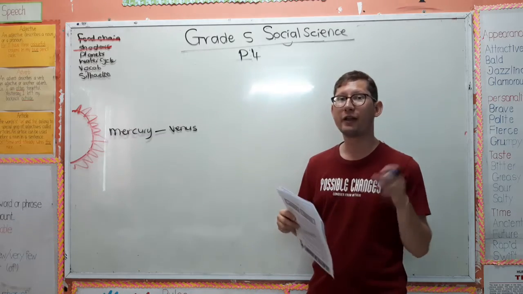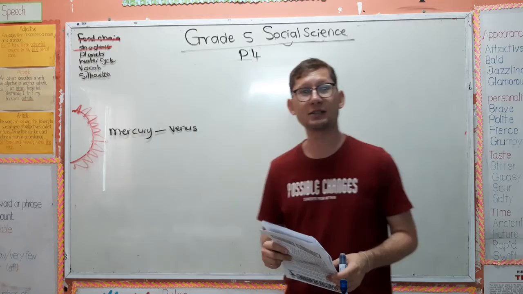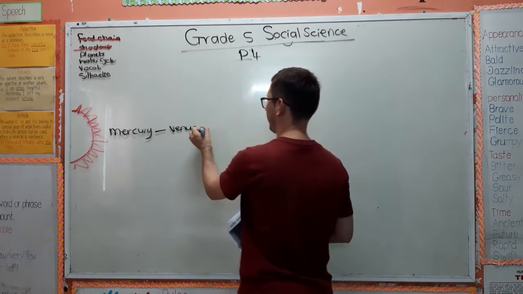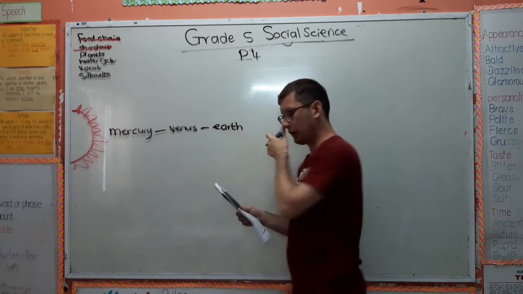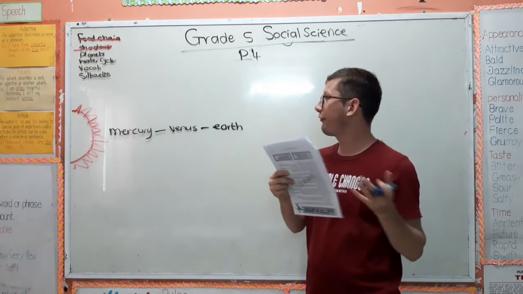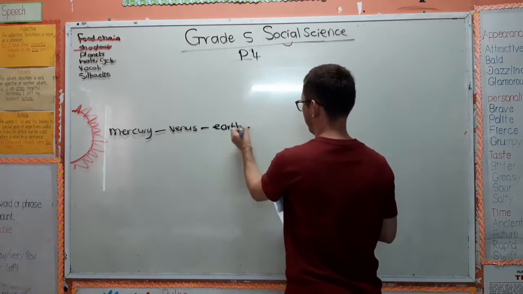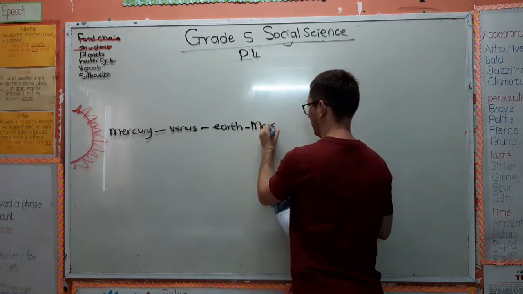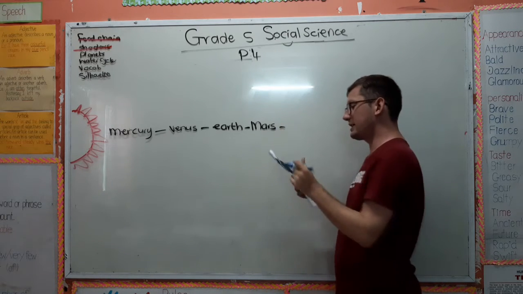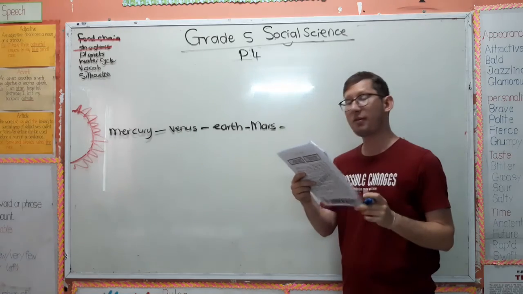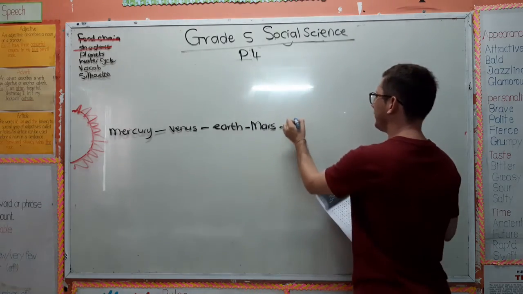Then we have the third planet, and we live on the third planet, and that is called Earth. Now the fourth planet is Mars. The fifth planet, which is a very big planet, one of the biggest planets in the solar system, and that is Jupiter.